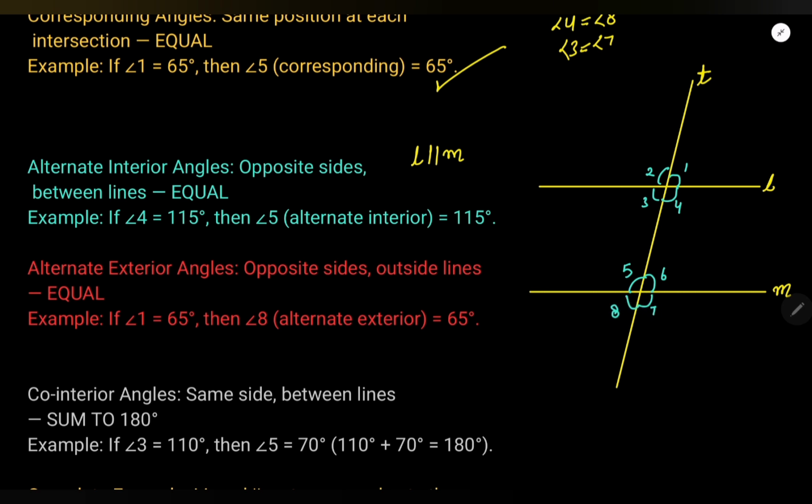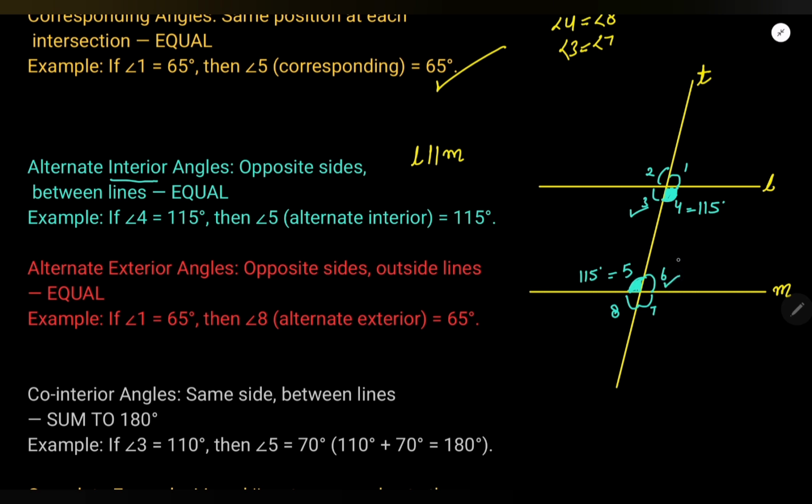So now I will say this. Can you see this angle 4? Angle 4 is inside the lines, and on the opposite side of the transversal. Why are they called interior? Because they are inside the lines and opposite. Alternate interior: opposite sides but inside. So if I say 4 is equal to 115, then this 5 is also equal to 115. So these are called alternate interior angles. 3 is equal to 6. 3 and 6 are also alternate interior angles.